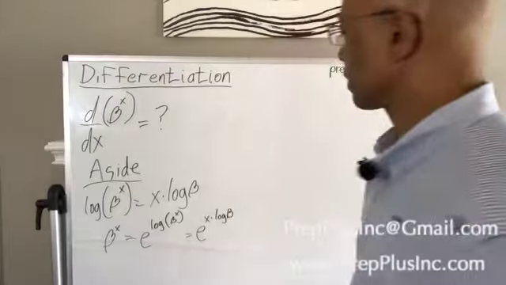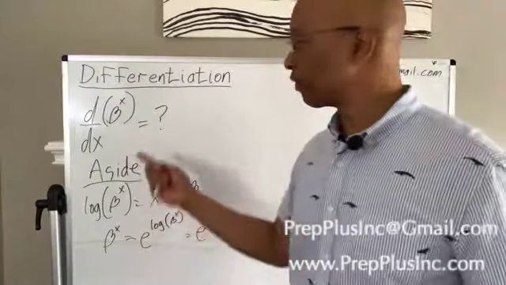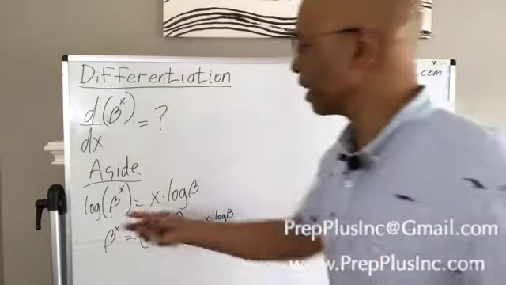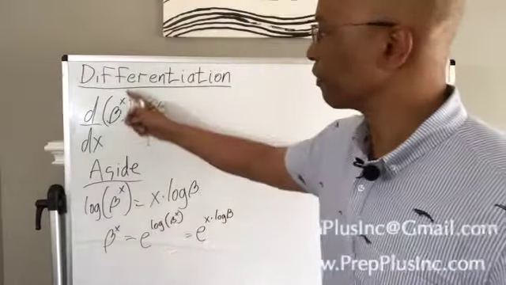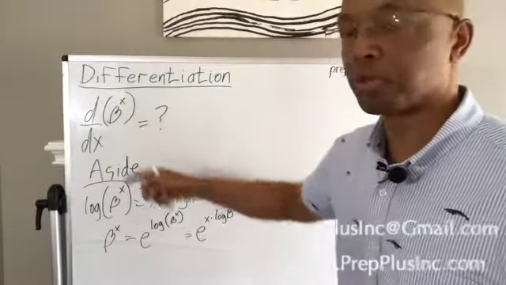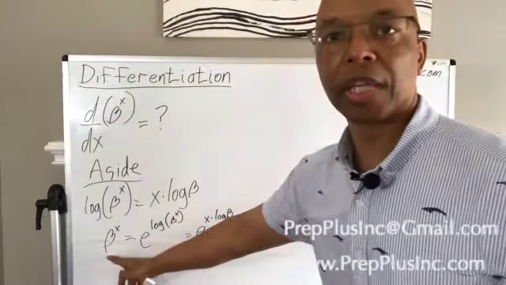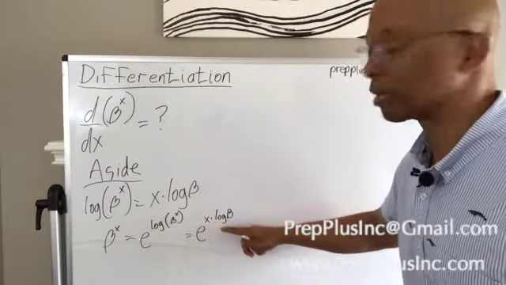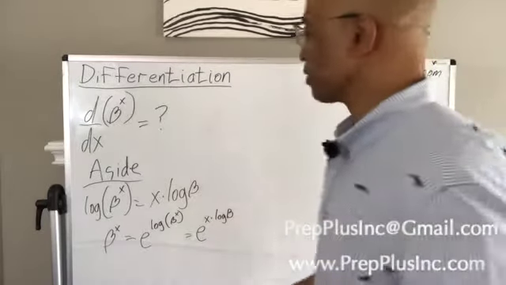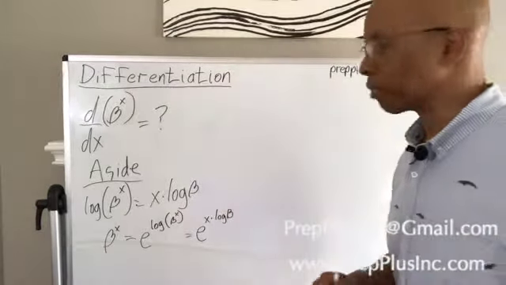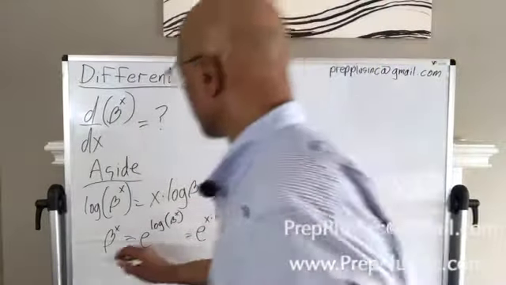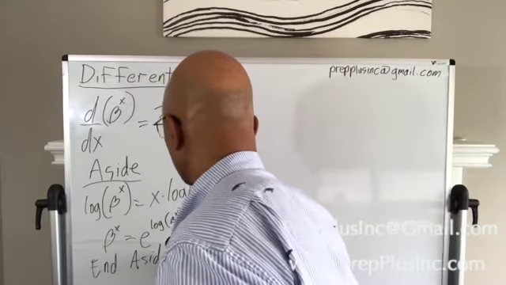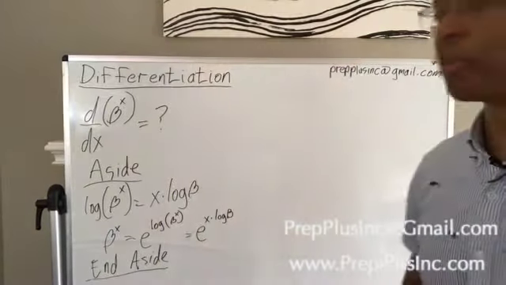So all we've done so far is an aside to figure out a solution strategy for this problem. And we found that beta to the x, which is the function whose derivative we're interested in calculating, can be written as e raised to the power x times log of beta. Okay, so that's the end of the aside. Let's go ahead and do the problem.